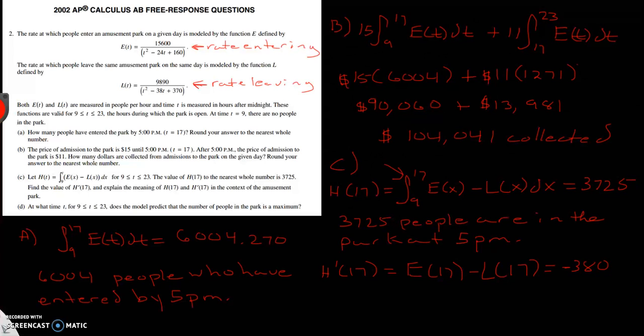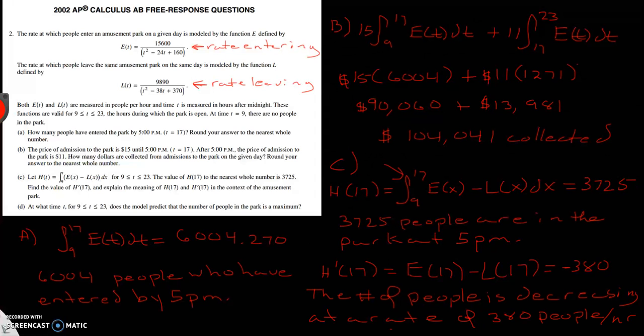So what does that negative 380 mean? It means that the number of people is decreasing at a rate of 380 people per hour at 5 p.m. That's what that negative 380 means. You can't put negative 380 in there because you're already saying decreasing, and then that would make it increasing.